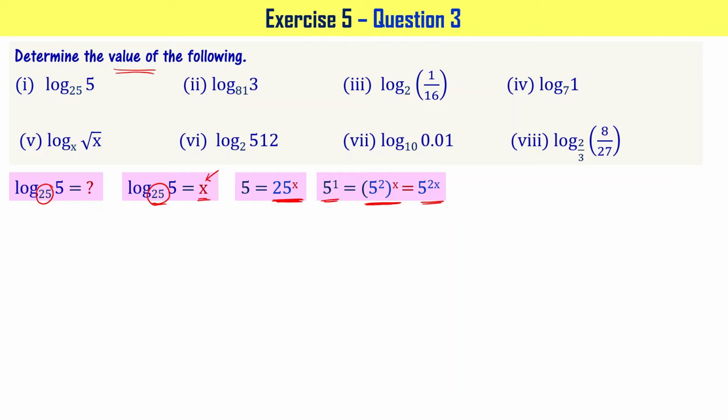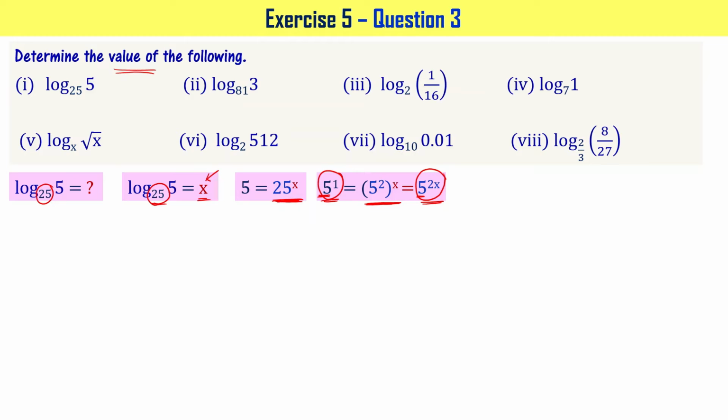Now look at this. I have 5 power 1, that is equal to 5 power 2x. The base of both the exponentials are the same, number 5, right? 5 power 1 is equal to 5 power 2x.